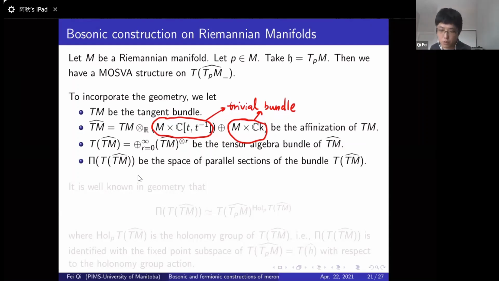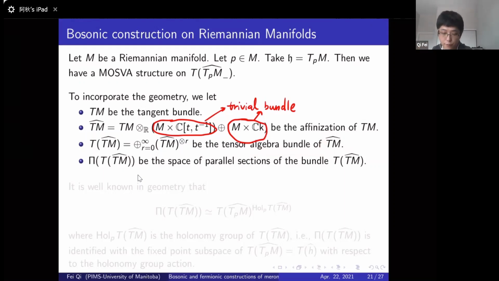Okay, so we have this affinized tangent bundle, and then we get something much more horrible. We will consider the tensor algebra of the affinized tangent bundle. Basically you tensor TM hat with itself an arbitrary number of times, and then direct sum all together. This is still going to be a bundle. I will call it the tensor algebra bundle of TM hat. The geometry will come in the next step.